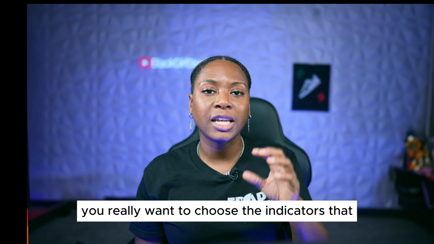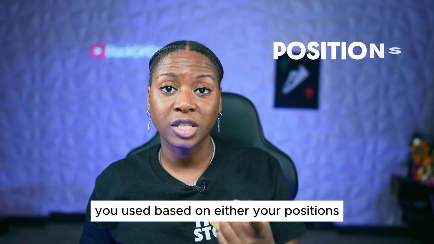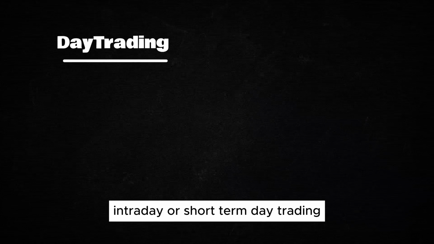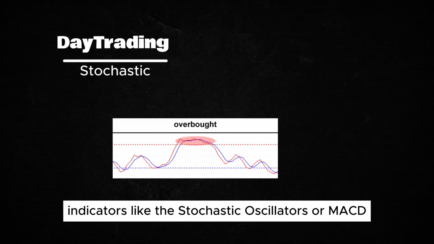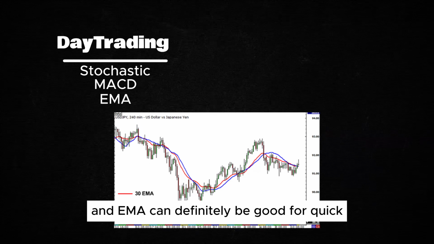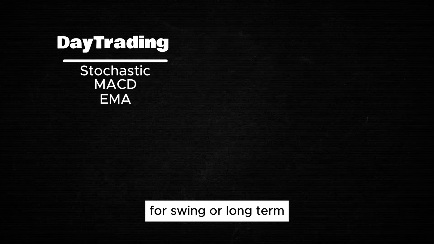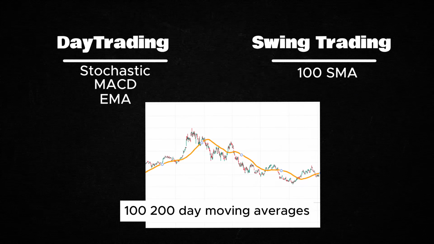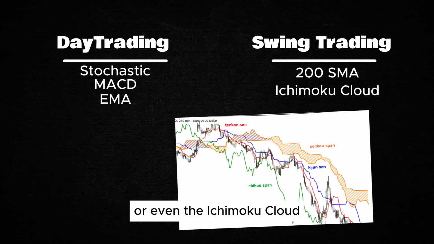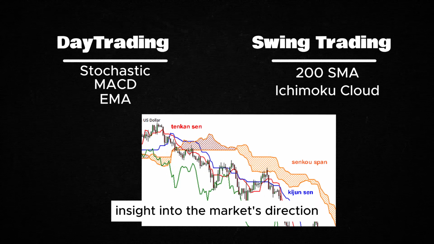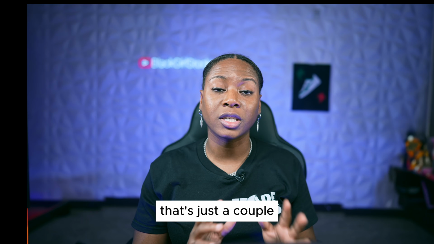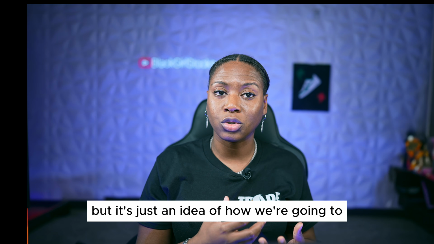You really want to choose the indicators that you use based on either your positions, your strategy, and also the time frame. And so when I say time frame, for traders who are focused more on intraday or short-term day trading, indicators like the stochastic oscillators or MACD and EMA can definitely be good for quick entry and exit signals. For swing or long-term position traders, indicators like the 50, 100, 200-day moving averages, or even the Ichimoku cloud, can definitely give you more insight into the market's direction and the overall strength of that trend. Of course, that's not all of them, that's just a couple, but it's just an idea of how we're going to go about looking at this.